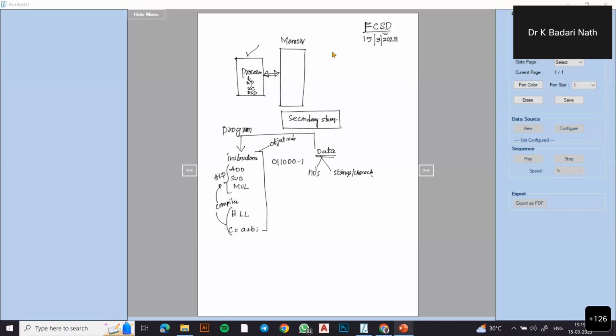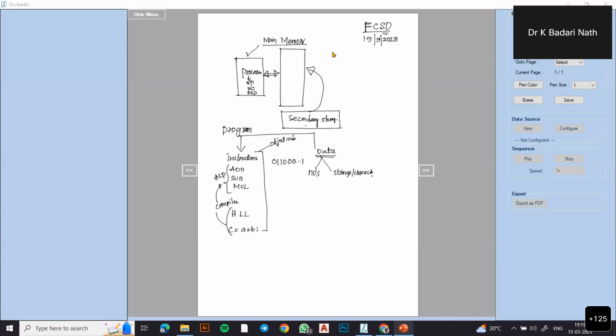I can keep my program here, but at the time of execution, I have to bring the program into the main memory and then I have to execute it. So that is the difference between the main memory and the secondary memory. The processor can access the main memory, whereas the processor indirectly accesses the secondary memory. So I have to bring my program from secondary memory to the main memory for execution.